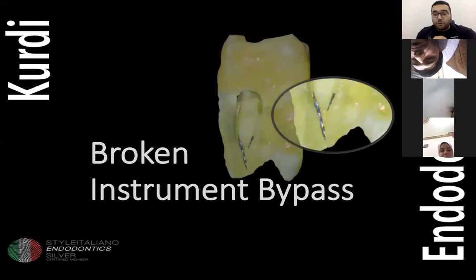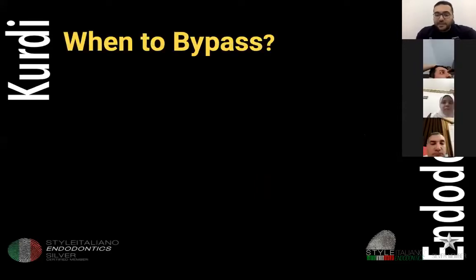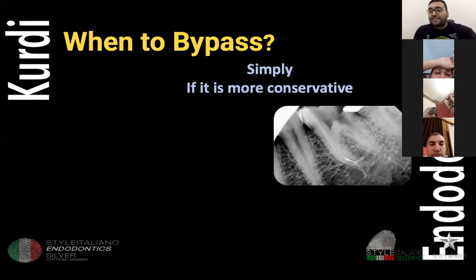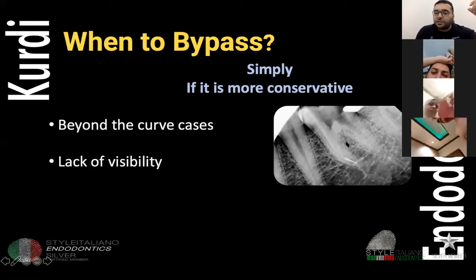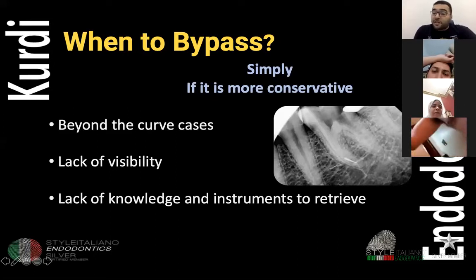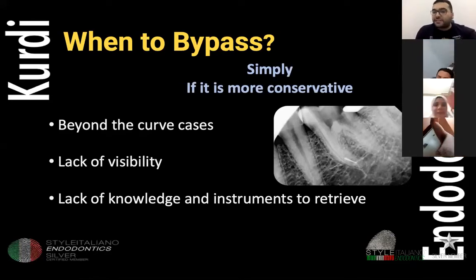Anyhow, now let's move to the catchy part of our lecture, the broken file bypass. When to bypass? From the factors that we mentioned, simply when it's more conservative. Look at this case, we have a broken file beyond the curve, we have lack of visibility. Even if you have a microscope, you have to remove a lot of dentin here to reach the file. Then you have lack of knowledge or instruments to retrieve. So this is the answer to the question, when to bypass.